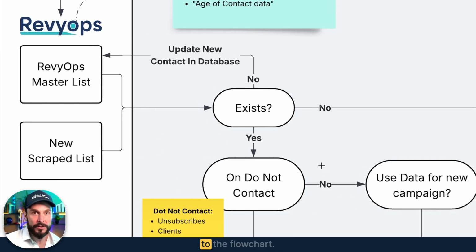Let's go back over to the flowchart. So assuming you have your central do not contact list set up, and what does that mean? Central do not contact is all your clients, all your active deals, all the bounces, all the unsubscribes, all sourced from all your platforms. And it can be done automatically within RevyOps.